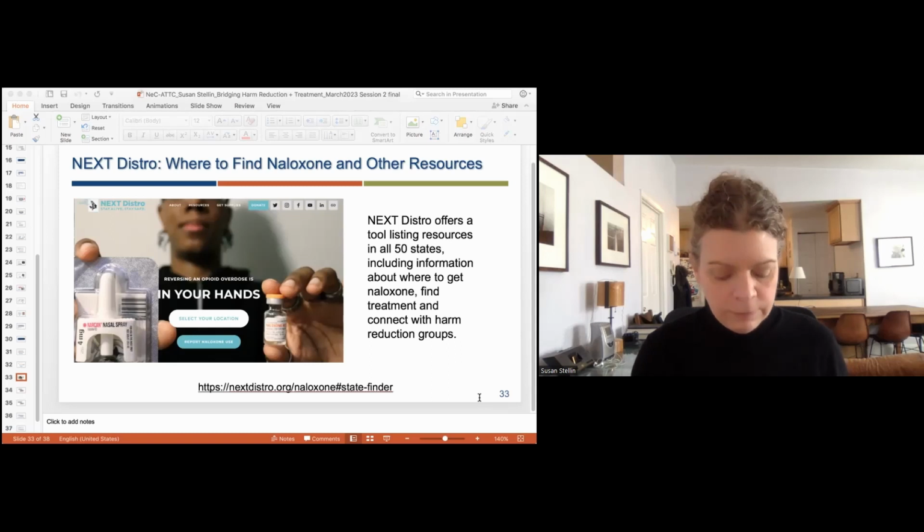So NEXT Distro is a great resource to not only find out where you can get naloxone, but if you go to their state finder, you can choose your state, and there are a lot of different resources listed in each state. So, where to find syringe service providers, often contact information for the local health department. If the state has a treatment finder link, they list those. Different things come up in different states, but it's a really great resource to know about and recommend, because they keep it pretty well updated, certainly for where to find naloxone, whether that's through a harm reduction or public health program, libraries, or other community organizations.